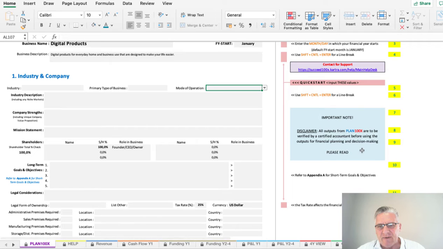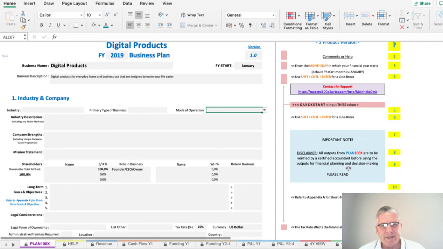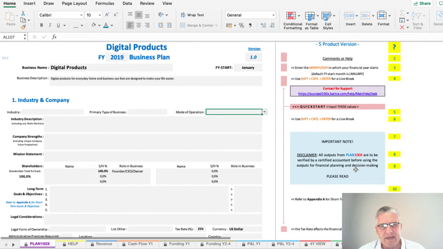Important note here is a disclaimer from ourselves. We've done everything in our power to double check the calculations, and we are 99.99% sure that everything is working perfectly. However, we do suggest and require that you run your business plan, particularly from a financial modeling perspective, past your company accountant, your business consultant might be, in order to check out the business plan to make sure that the numbers are making sense, that how you've input your various sales data and financial data is making sense to you.